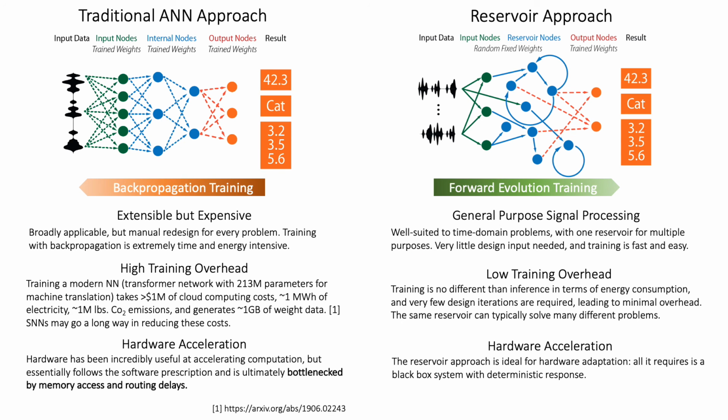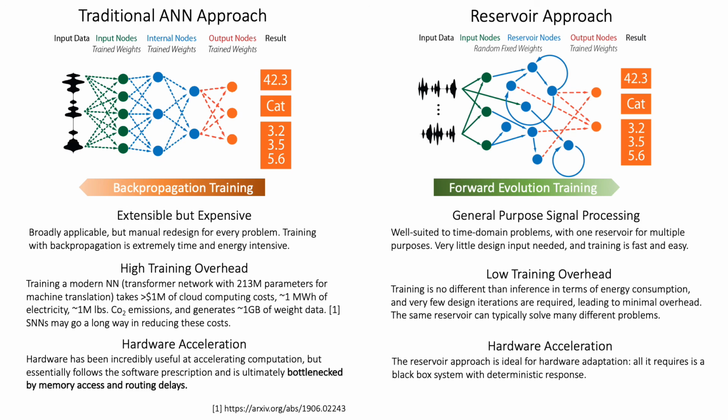The differences in the training modalities between neural networks and reservoirs extend into the regimes of their applicability. Neural networks are very extensible and can be modified to suit a number of different problems. This can be quite expensive, however, because any changes in the network topology require retraining, and as we know, backpropagation is a very time and energy-intensive process.